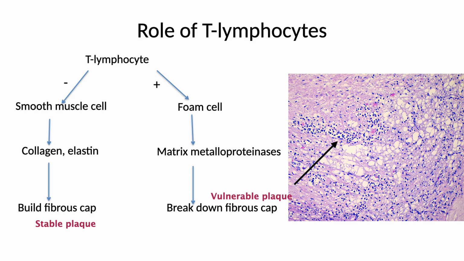So T lymphocytes play a major role. They actually stimulate foam cells. Foam cells then release matrix metalloproteinases. Foam cells are the macrophages that have engulfed oxidized LDLs. They release matrix metalloproteinases that tend to break stuff down.